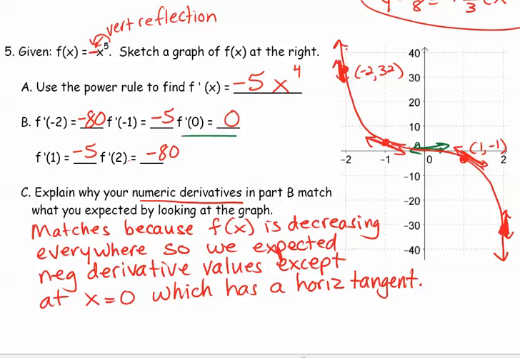And remember that this graph is always negative, always decreasing, that is, except at 0. So this point right here, you might hear us call it a saddle point. So it's not a turning point, but it still has a horizontal tangent. And that should do it.